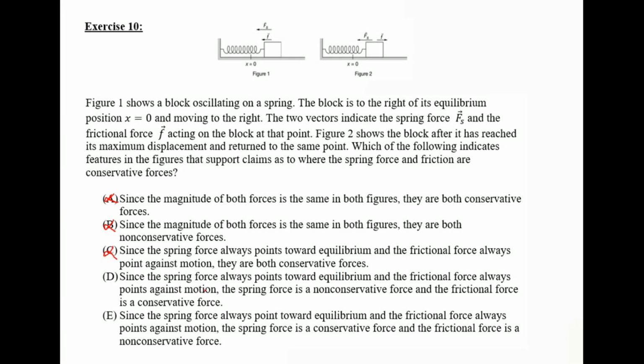this. D: Since the spring force always points toward the equilibrium and frictional forces always point against the motion, the spring force is non-conservative and the frictional force is conservative. This is wrong because the reasoning is wrong. However, the first part of the statement is correct. E: Since the spring force always points toward the equilibrium and frictional forces always point against the motion, the spring force is conservative and the friction is non-conservative. Then E is correct.